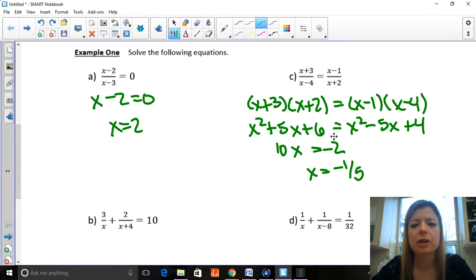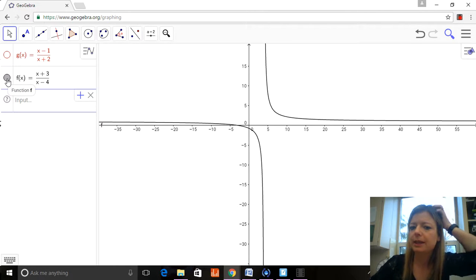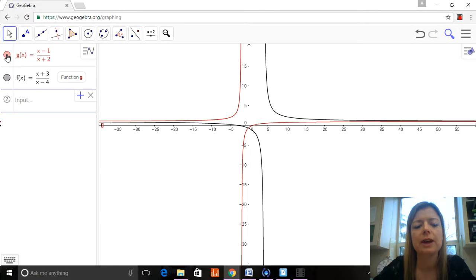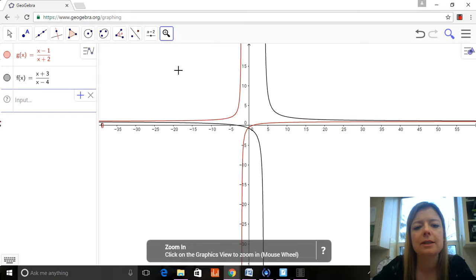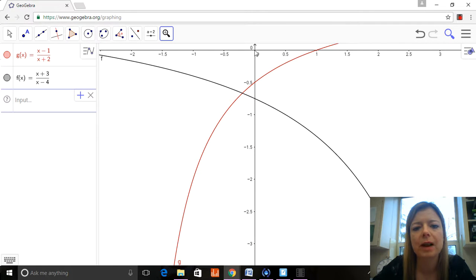If we go to GeoGebra, you can see what this would look like graphically. On the left side, we have the function x plus 3 over x minus 4. That's what that looks like. And on the right side, we have the function x minus 1 over x plus 2. Notice that they only have one point of intersection right there, because of the asymptotes, they don't actually intersect anywhere else. If you zoom in, you can see that that point of intersection is when x is equal to minus 1/5, which is minus 0.2. So that matches what we did algebraically.